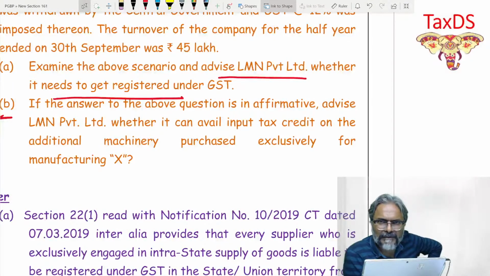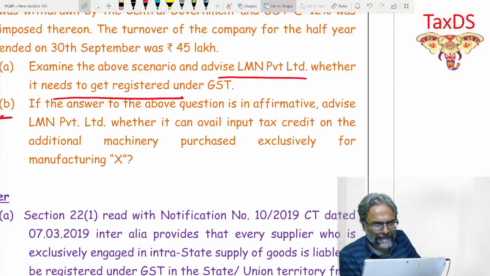So the moment the exemption notification is withdrawn, immediately he will have to get himself registered, because obviously he is already done with his limit. From that day itself, he is liable to get himself registered. That is the point that will emerge, because he has already crossed the turnover. The moment the notification is withdrawn, he has to get himself registered immediately. This is what it is.